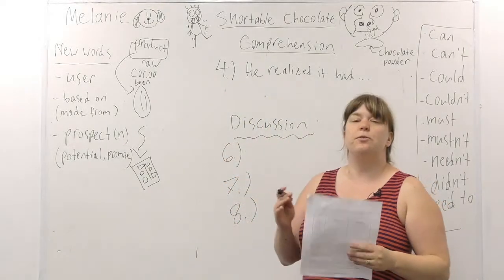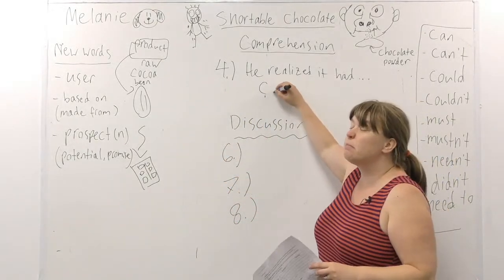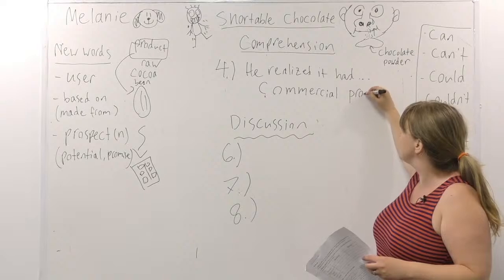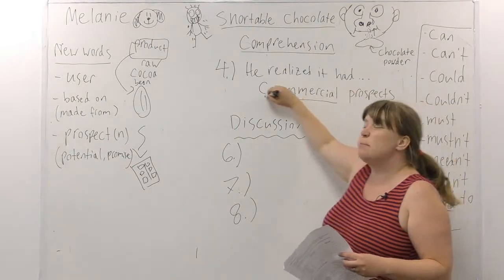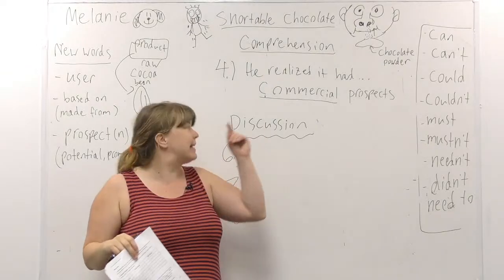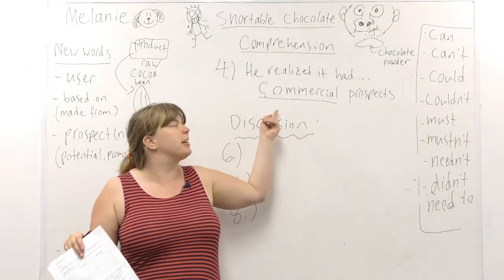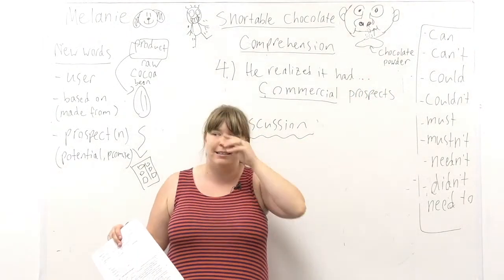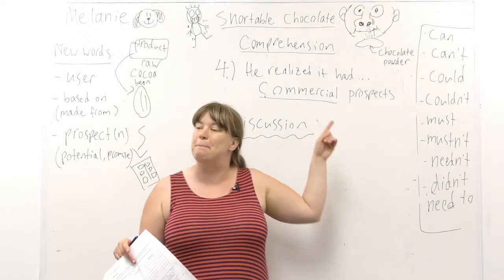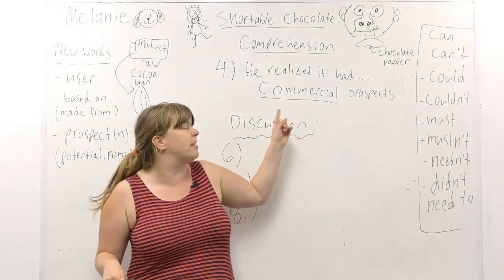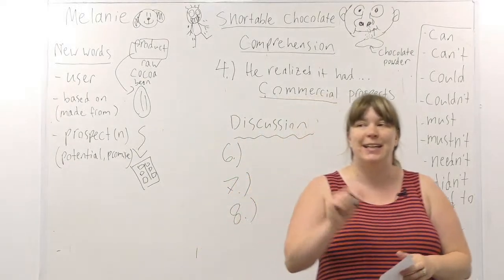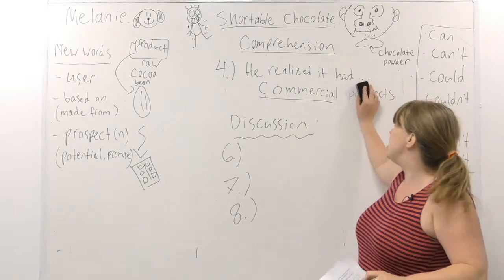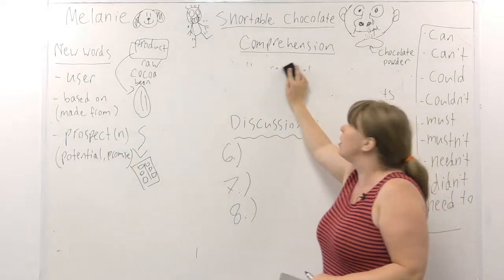So the answer for number 4 was commercial. Commercial prospects. So this means people can sell it. So basically he realized, oh, I can sell this to people and make a lot of money. So he realized that he could make a business from this. That's what it means by commercial prospects. Okay, good stuff, guys. So let's do the discussion. Just 3 questions and then we're going to move on.